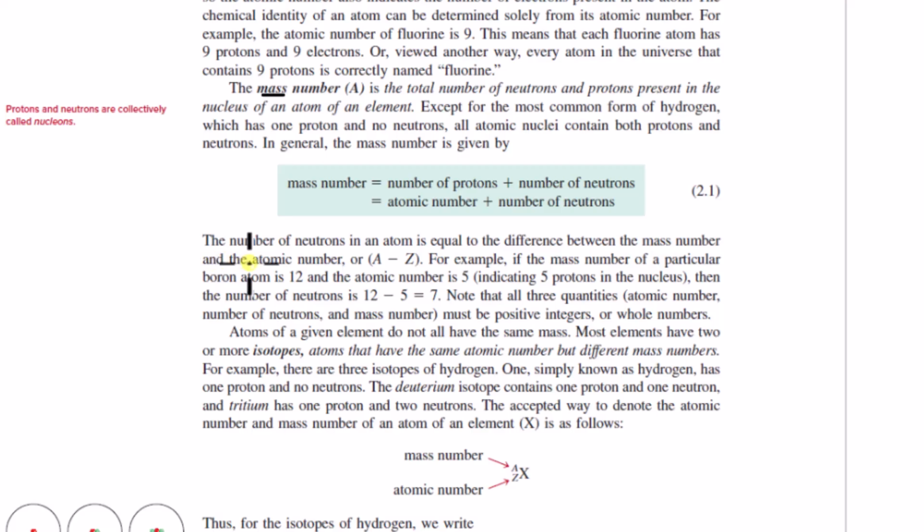Okay. The number of neutrons in an atom is equal to the difference between the mass number and the atomic number. So if you have any of this information, in particular 2 of the 3 values, then you can solve for the other value, right? If you're dealing with an atom and you know the number of neutrons and you know the mass number, then you can solve for the atomic number. If you know the mass number and atomic number, you can solve for the number of neutrons, right? And then it says, note that all of these quantities here, the mass number, atomic number, number of neutrons, these are all integers. These are counts.